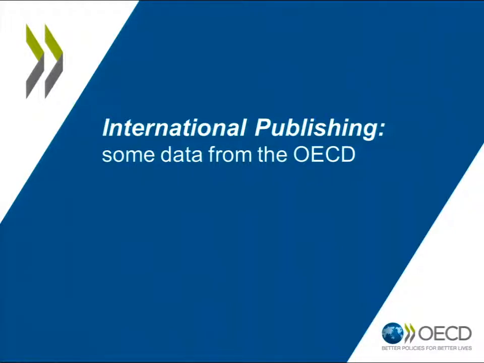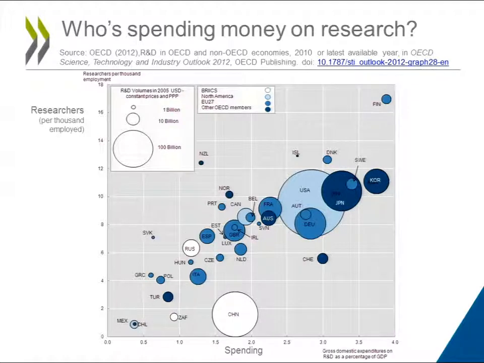I thought I would kick off with some data from the OECD, because how can I not talk about data from the OECD? Here's a lovely graphic. This shows who's spending money on research. On the left-hand axis, you've got the number of researchers, and on the bottom axis, you've got spending, and the size of the bubble shows the volume of R&D being spent. So you can see, obviously, that America is spending the most. China, a nice big bubble down there. Not many researchers, but that's growing very fast.